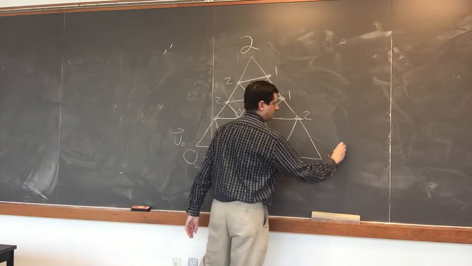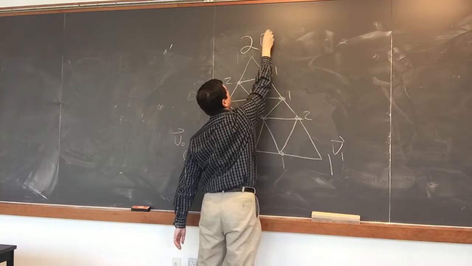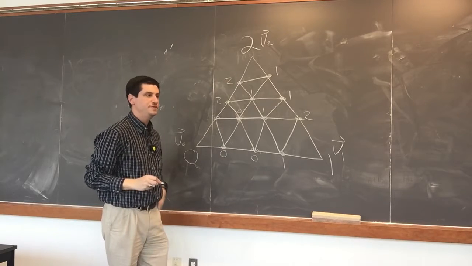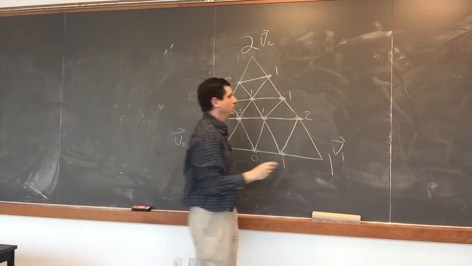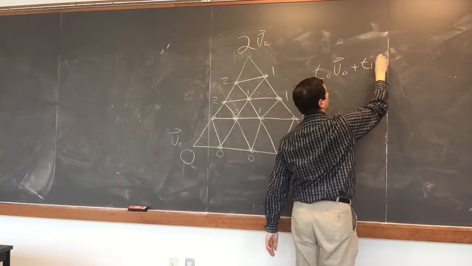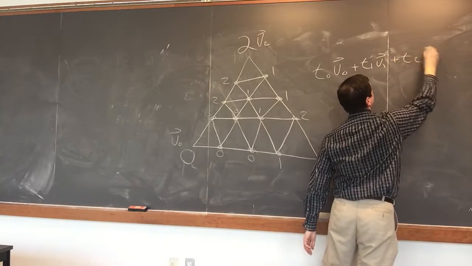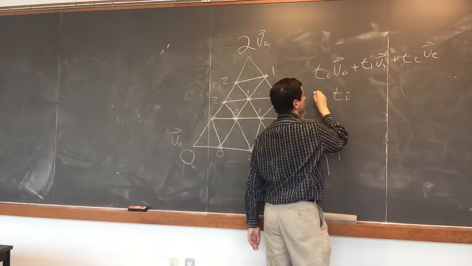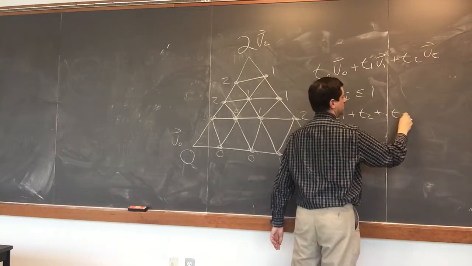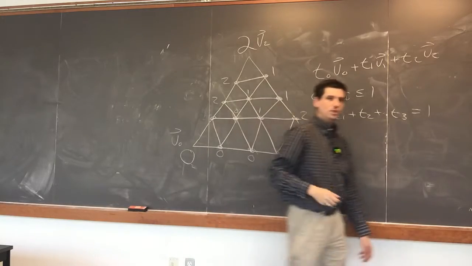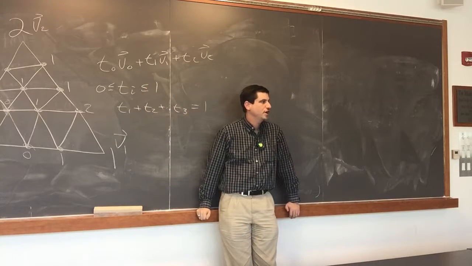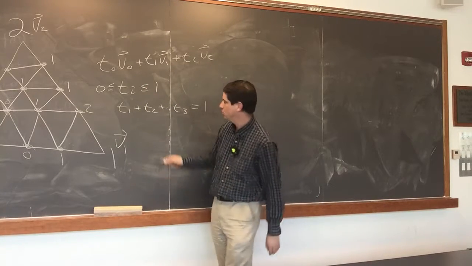v0, v1, and v2. And I'm going to write any vector as a linear combination of v0, v1, and v2. So it'll be t0 v0 plus t1 v1 plus t2 v2. The ti's are between 0 and 1, and t0 plus t1 plus t2 equals 1. So I'm not going to go through the calculations right now that actually will sweep out the triangle. So these are called barycentric coordinates.